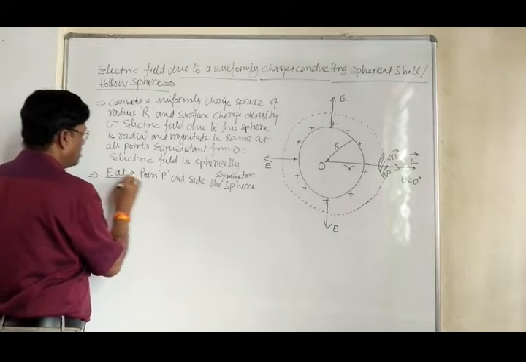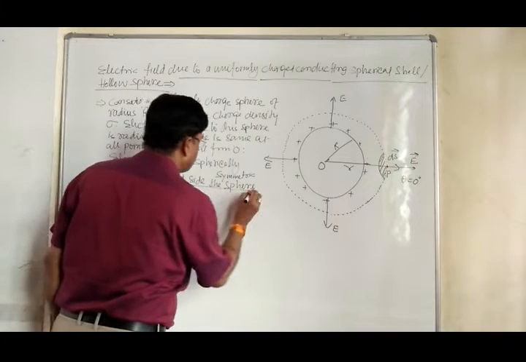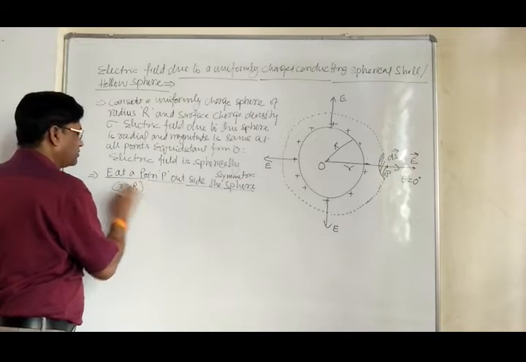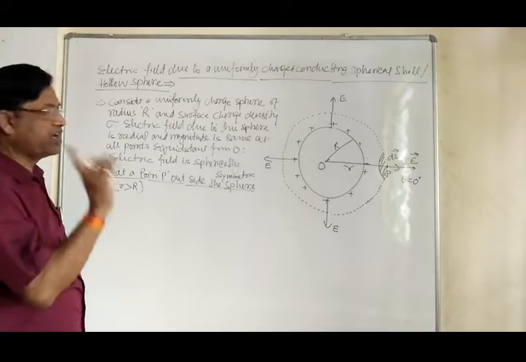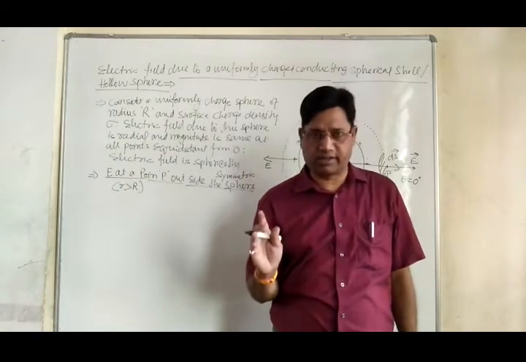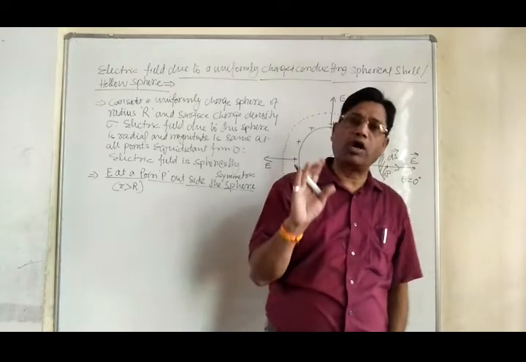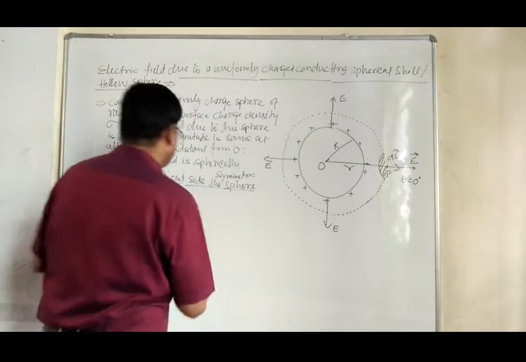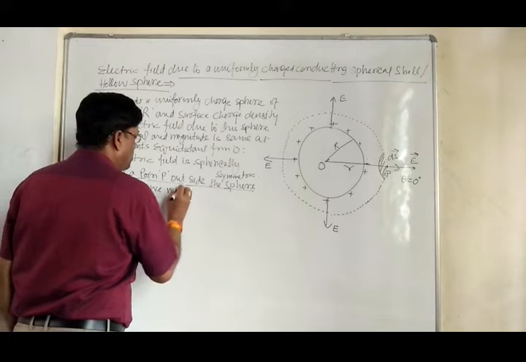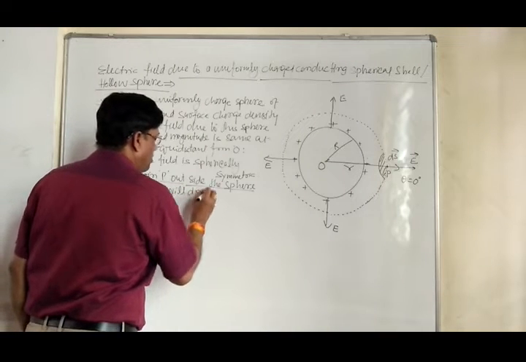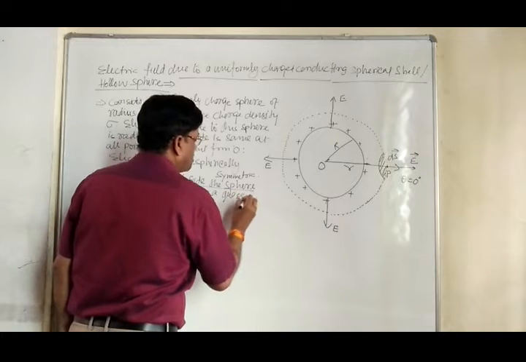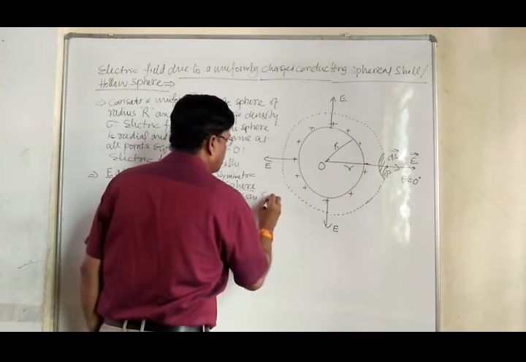E at a point outside the sphere, such that this r is greater than R. Then the first step, while you are using Gauss's law anywhere else, is that you have to draw a Gaussian surface. We will draw a Gaussian surface.